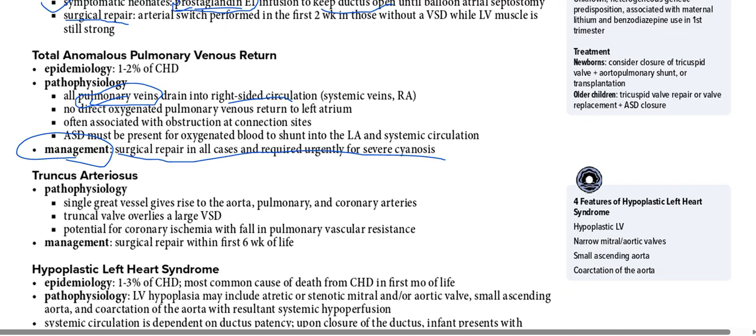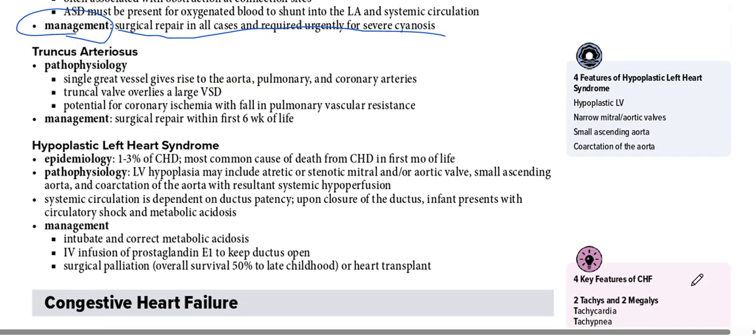Next thing is truncus arteriosus. Now what does it mean? A single great vessel gives rise to the aorta, pulmonary arteries and coronary arteries. The truncal valve overlies a large VSD. Management is again surgical repair within the first 6 weeks of life. Truncus: surgical repair within the first 6 weeks of life.